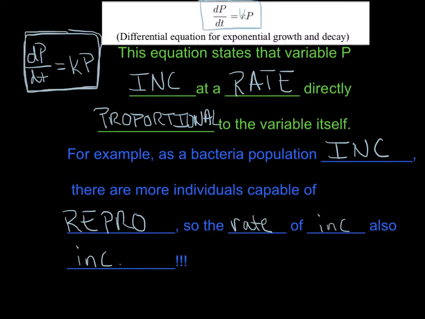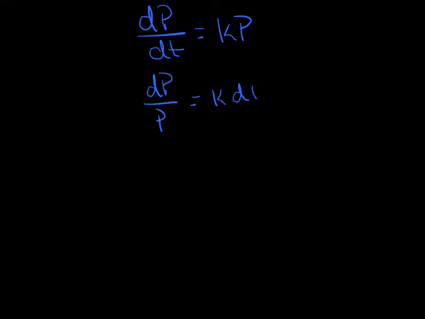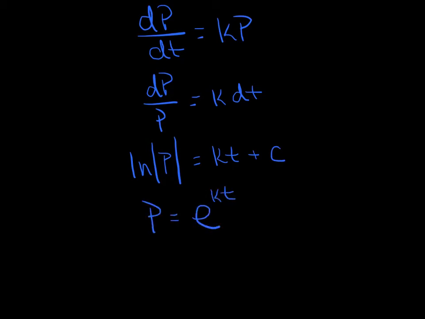So I want to talk about solving this popular Diffy Q and being able to skip those steps and going right to the solution in the future. So if I take that very popular Diffy Q and I separate the variables, I'm going to get dp over p equals k times dt. And the natural log of the absolute value of p is equal to k times t plus c as we integrate. We're going to take the base e of both sides, and we get e to the kt plus c power.